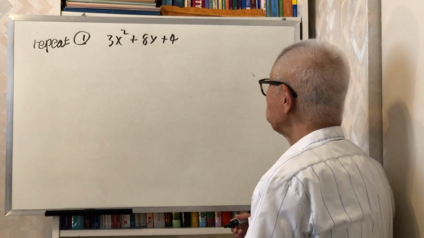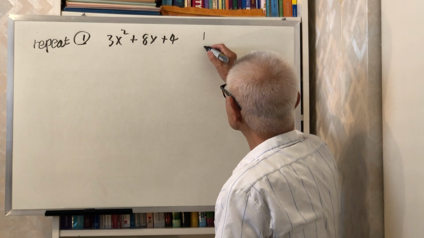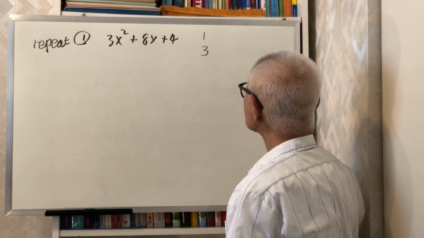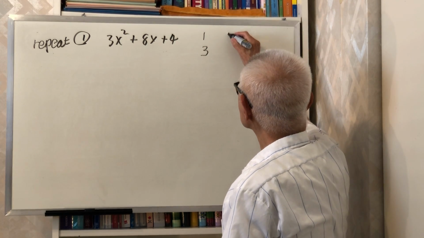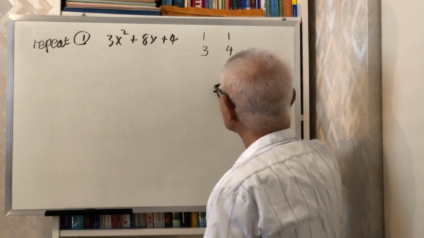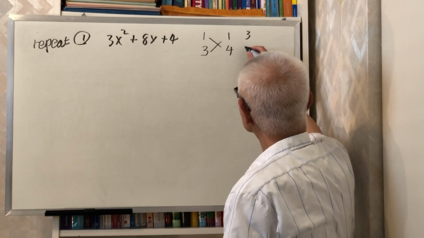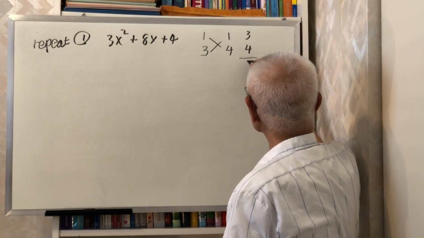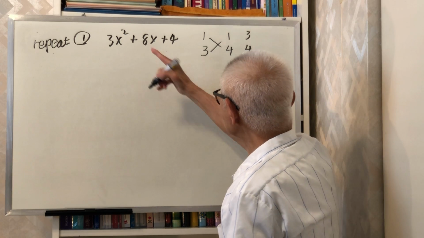So what is my method? 3 is 1 times 3. 4 is 1 times 4. I cross multiply. Here means add. I add 7. So that's not right, because I want 8.